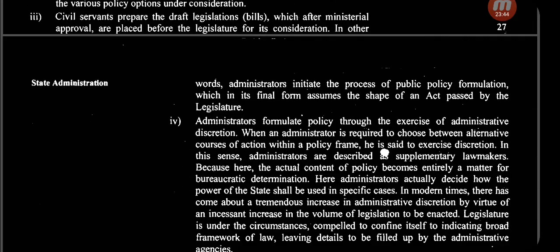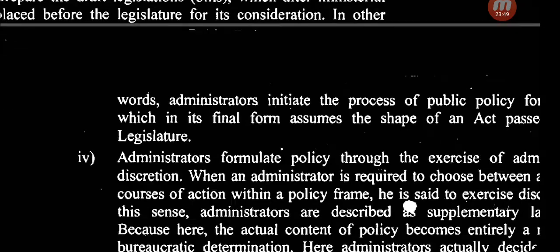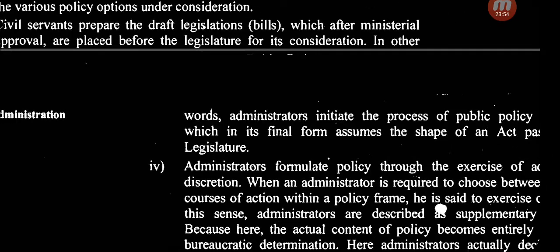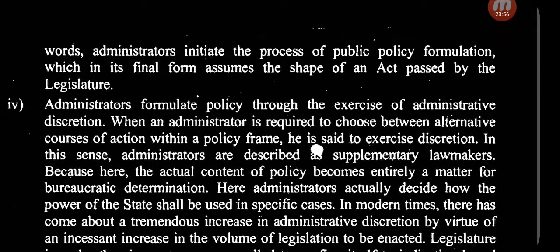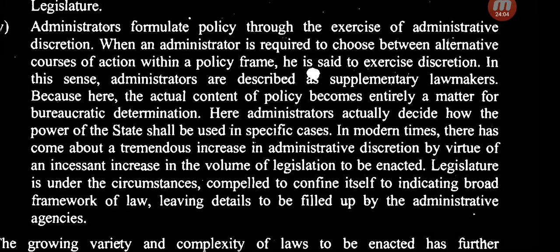Third, civil servants prepare the draft legislations which after ministerial approval are placed before the legislature for its consideration. In other words, administrators initiate the process of public policy formulation, which in its final form assumes the shape of an act passed by the legislature. Fourth, the legislators formulate policy through the exercise of administrative discretion. When an administrator is required to choose between alternative courses of action within a policy frame, he is said to exercise discretion.